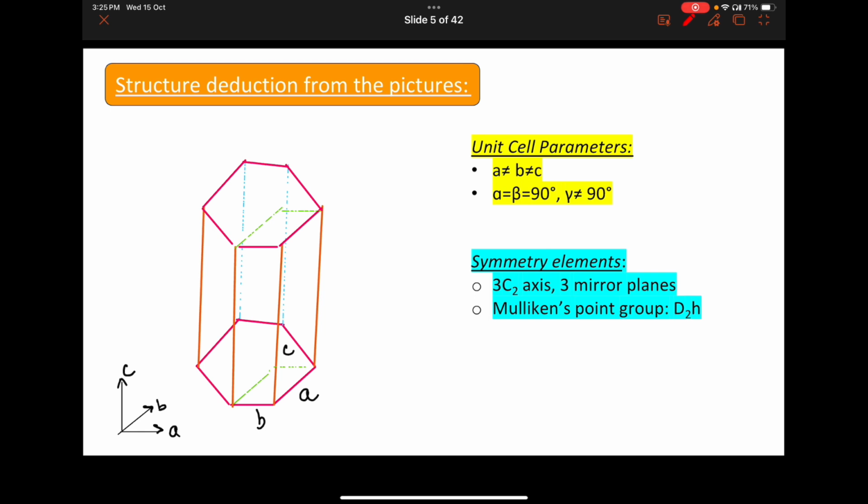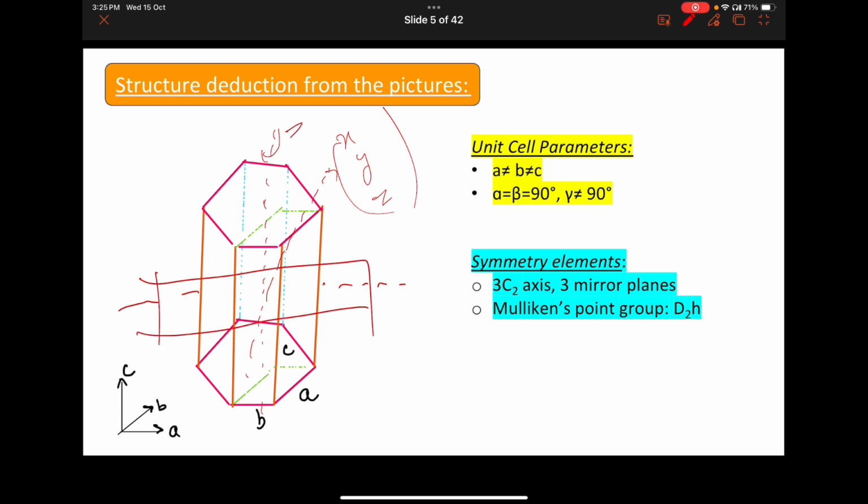So we talked about the symmetry elements, the normal symmetry elements and molecular symmetry elements. As we can see, there are three different C2 axes, one from this side, one from this side, and one from this side. One is from the x-axis, one from the y-axis, one from the z-axis, and there's a plane. If you consider this axis as the principal axis, then there is a plane perpendicular to the principal axis, giving us the molecular point group as D2h.